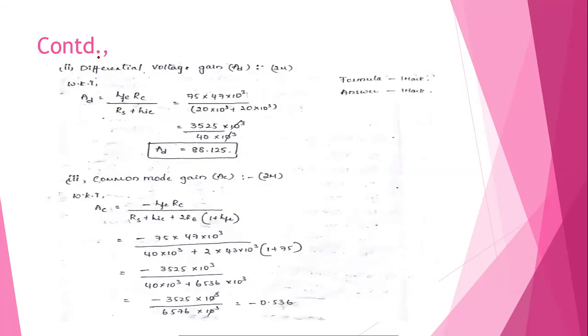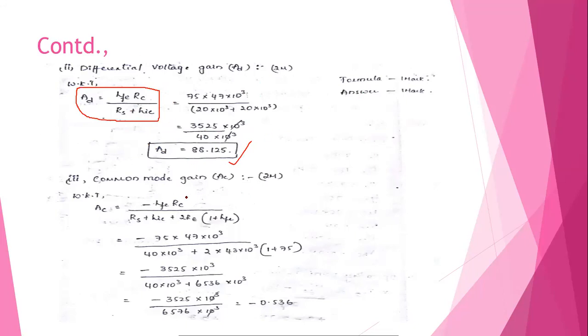Next part is differential voltage gain. In order to find out this differential voltage gain, we just have to remember the formula. Since it is given as dual input balanced output configuration, we are taking HFE into RC by RS plus HIE. Substitute values directly in this formula, and if we simplify, you will be getting the answer. In this part, the formula will get 1 mark and the answer will get 1 mark. So from this part, you will be getting 2 marks.